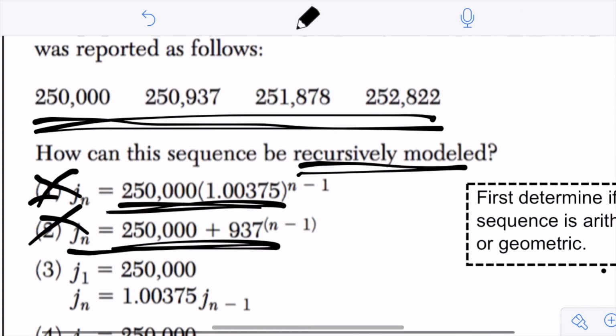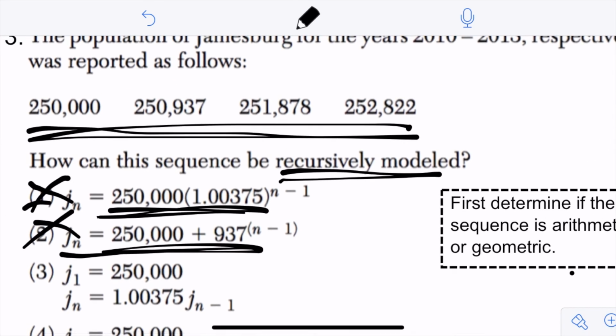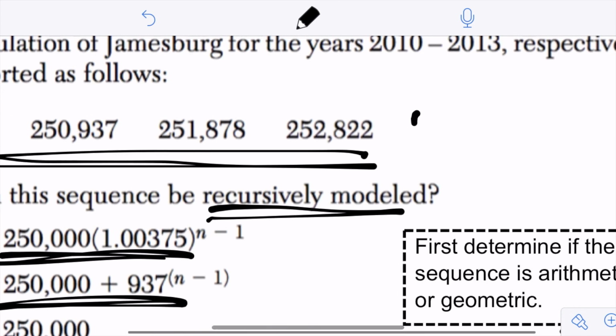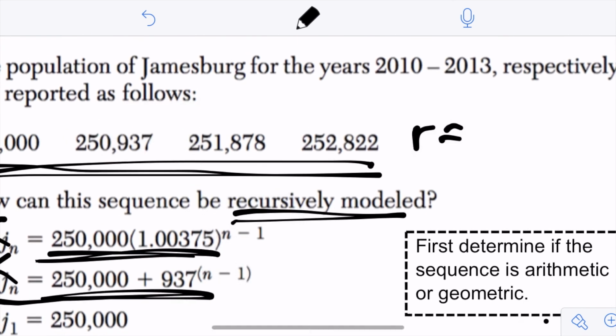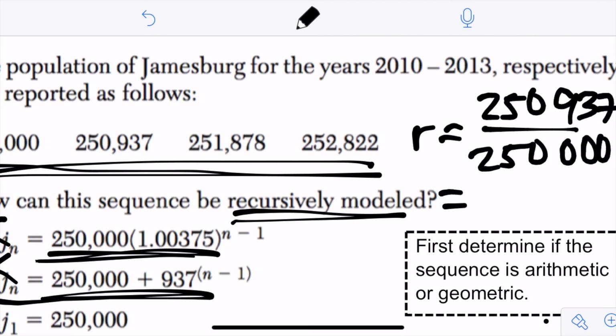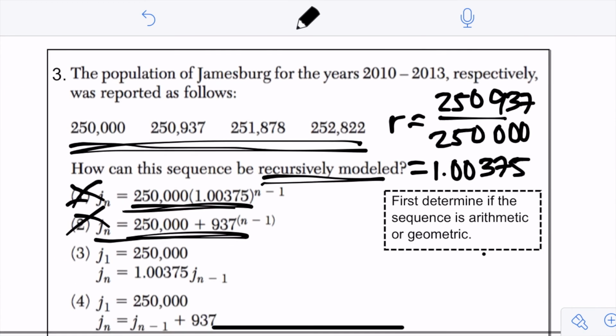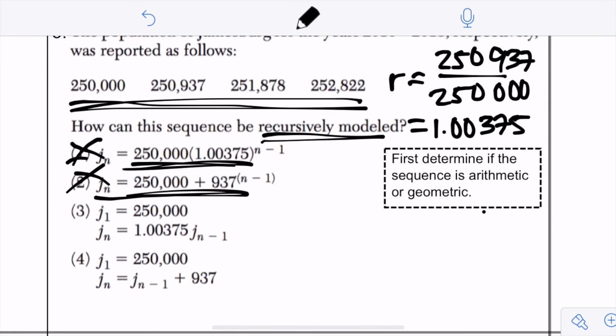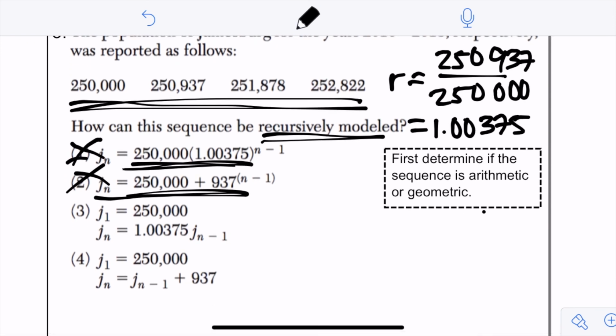Okay, that means that our only other choice here would be that it's a geometric sequence. So since it's a geometric sequence, we want to determine the common ratio. So I'm just going to divide that second term by the first term. Okay, and you could just put that right into your calculator. And you're going to get a pretty long decimal. It'll look something like 1.00375. Okay, so now I'm going to go ahead to my answer choices and select the correct answer.